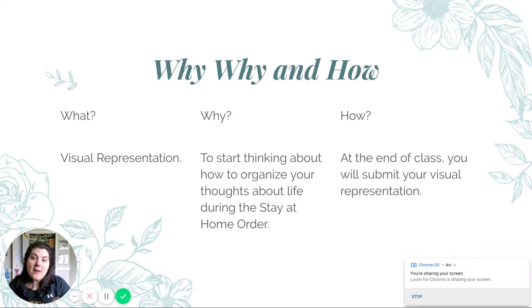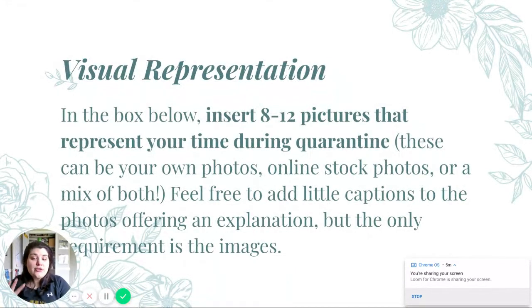So to help you start thinking about organizing your thoughts, we are gonna do a visual representation of your time in quarantine. So at the end of class today, you're gonna submit a visual representation, and I'll show you what that's gonna look like. So these are the directions that you're given, and I will show you the assignment in a second, but you are going to insert 8 to 12 pictures that represent your time in quarantine. So they can be your own photos, they can be online stock photos, right? So pictures that are online that you find that help you to describe your experience, or they can be a mix of both. And you can feel free to add captions or an explanation, but you don't need to.